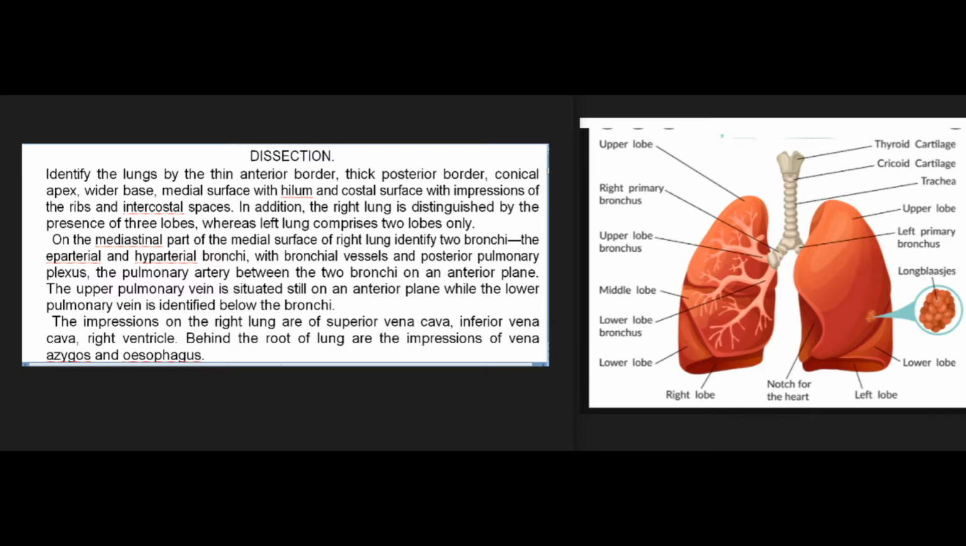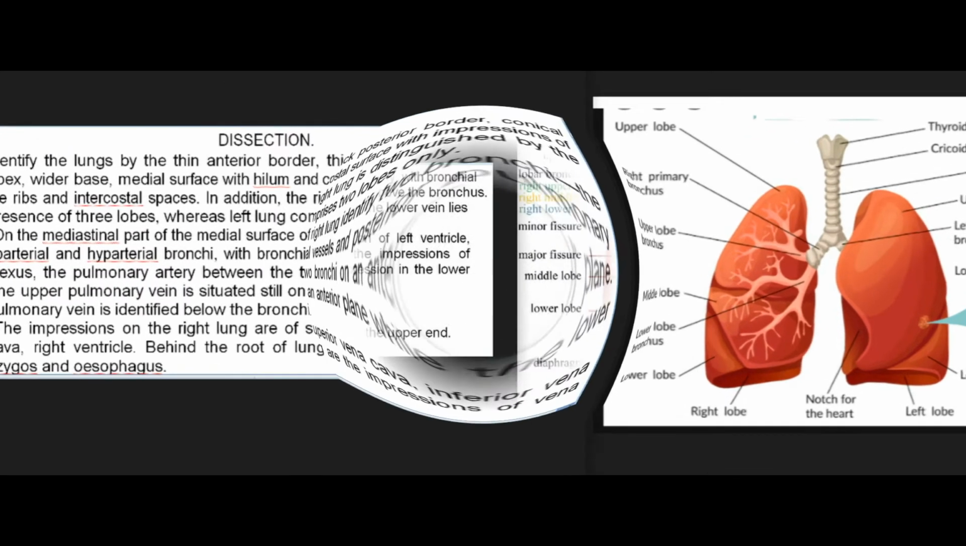On the mediastinal part of the medial surface of the right lung, identify 2 bronchi, the eparterial and hyparterial bronchi, with bronchial vessels and posterior pulmonary plexus, the pulmonary artery between the 2 bronchi on an anterior plane. The upper pulmonary vein is situated still on an anterior plane, while the lower pulmonary vein is identified below the bronchi. The impressions on the right lung are of the superior vena cava, inferior vena cava, and right ventricle. Behind the root of the lung are the impressions of the vena azygos and esophagus.